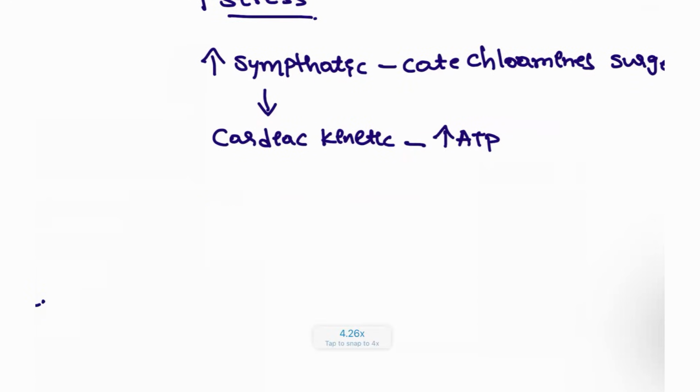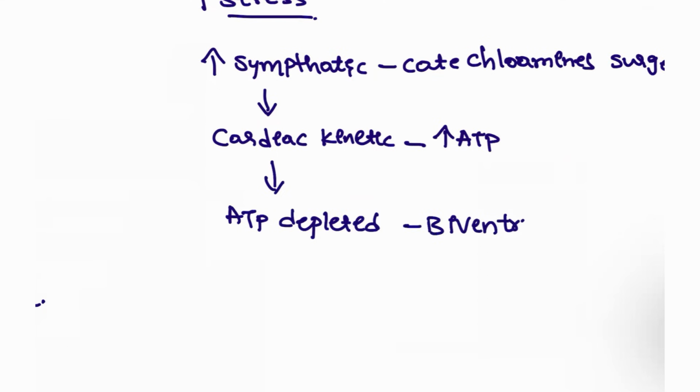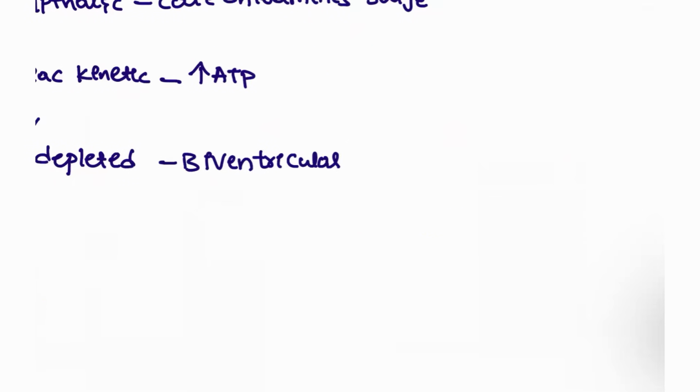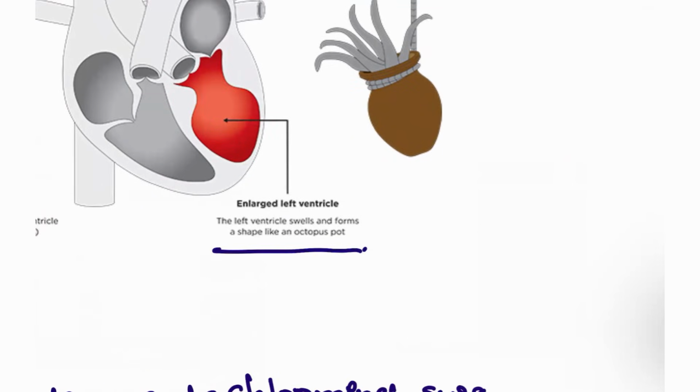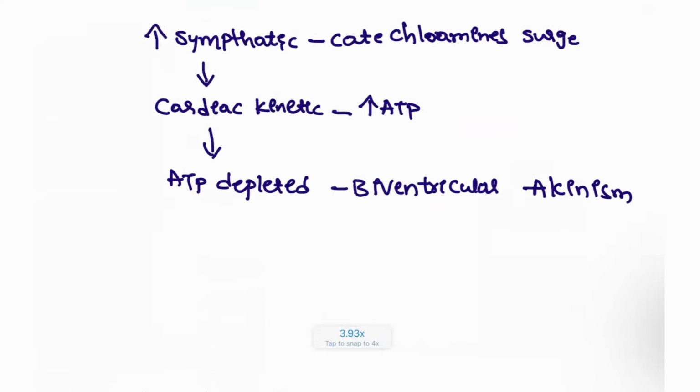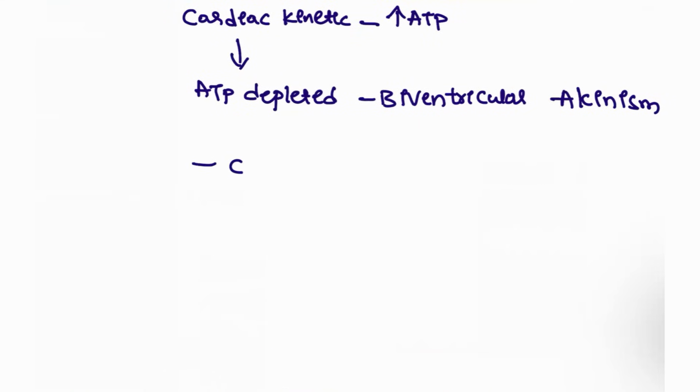Once the ATP is depleted, biventricular contraction will stop, causing biventricular akinesia. When both ventricles are affected, this is how the patient presents. This is known as apical ballooning, the finding that is presented in the patient. So what about the patient's symptoms? They will be the same as an MI. Chest pain will be seen in this patient, and the ECG is also going to show ST changes.